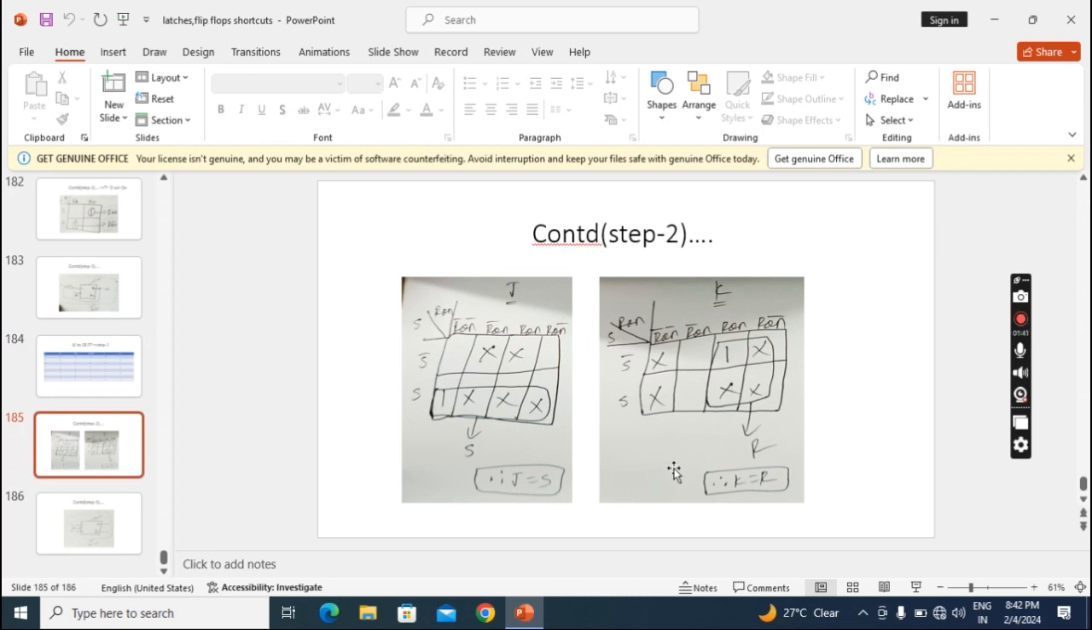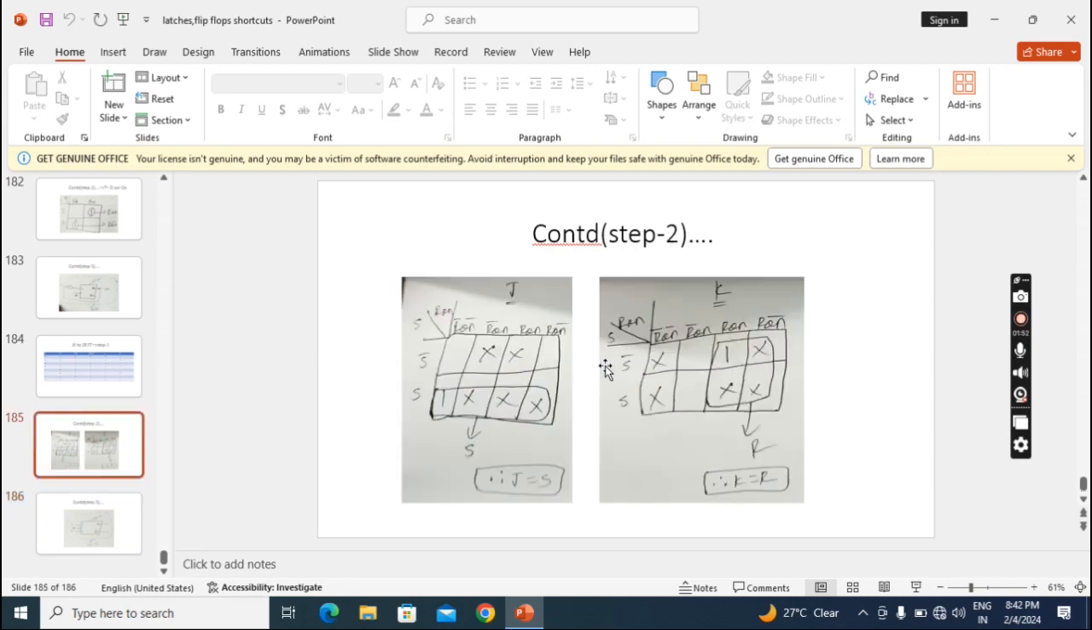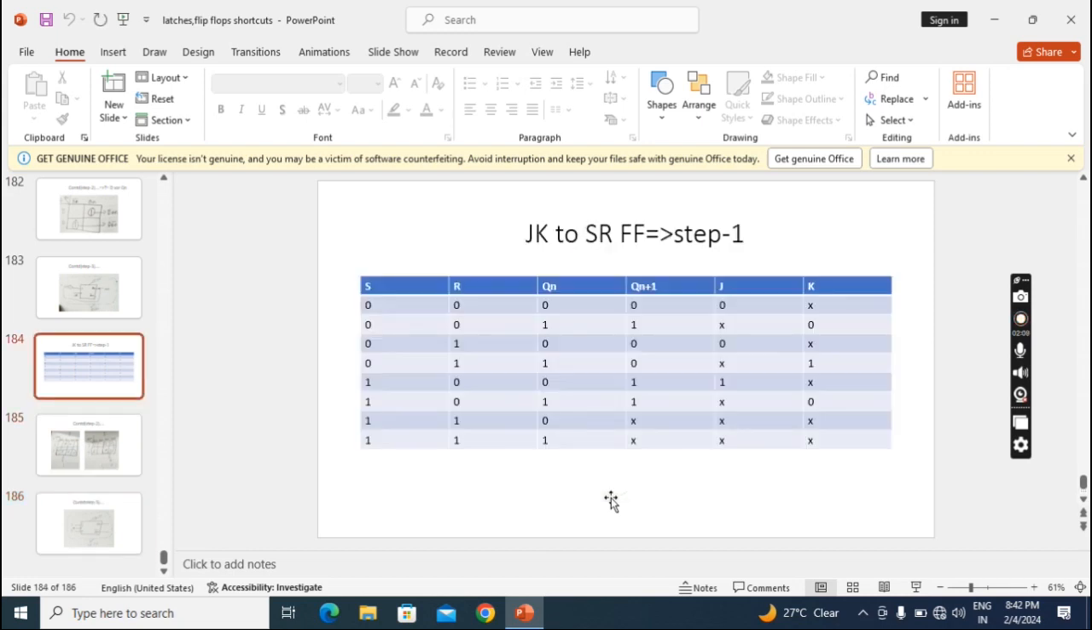Okay. Then in the third step, we have to take the given flip-flop symbol. What is the given flip-flop? JK. And we have to make it into the required flip-flop by using these simplified equations. So what is the J value? S. What is the K value? R. If I connect like that, it will become what flip-flop? SR flip-flop. I took JK, I made it into SR flip-flop. Okay, this is the conversion process. How to get characteristic table and excitation table, I explained in the flip-flops lectures. Okay, go through that.